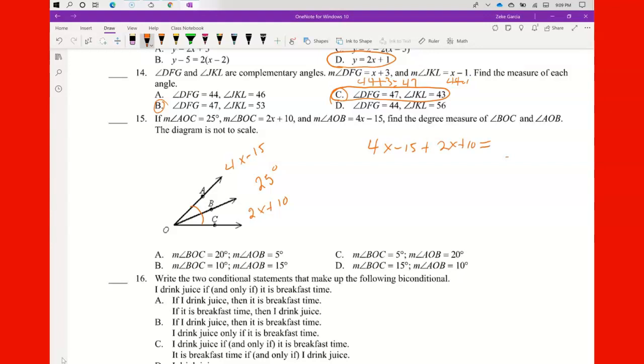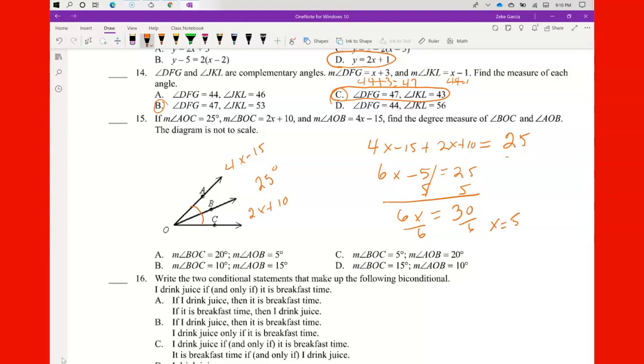And they have to have a sum of 25 degrees. Why? Because the two smaller angles will give you the larger angle, which is angle AOC. So you have 6x and negative 15 plus 10 is minus 5 is equal to 25. So you're going to solve for x, so you add 5 to both sides. So you have 6x equals negative 5 plus 5 is 0, so you're left with 25 plus 5 is 30, divided by 6, so x is equal to 5.